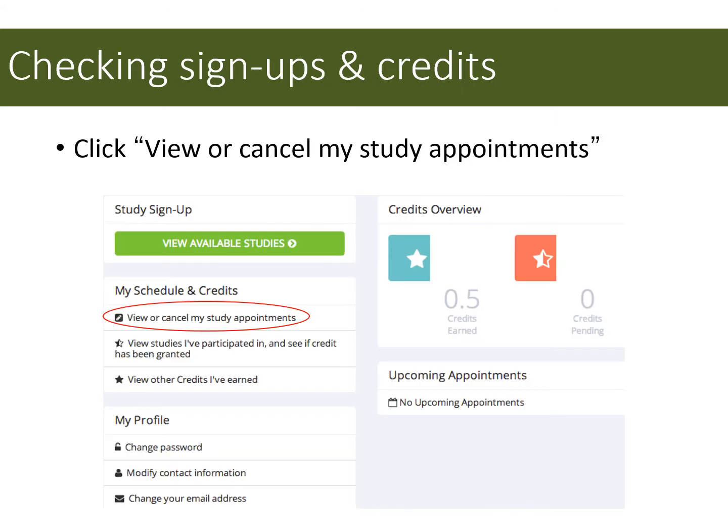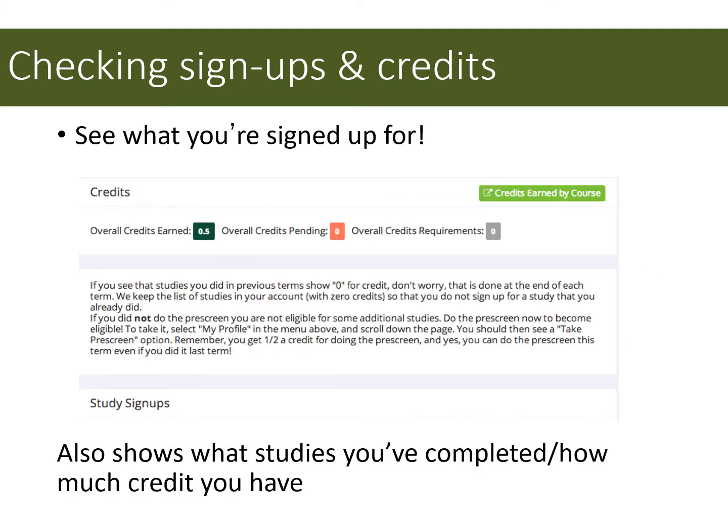Once you have signed up for studies, you can view or cancel your study appointments by going to this button here that's circled in red. This will show you all the credits you've already earned, the overall pending credits you have, and your credit requirements. And at the bottom of the screen, it will show you your study signups.